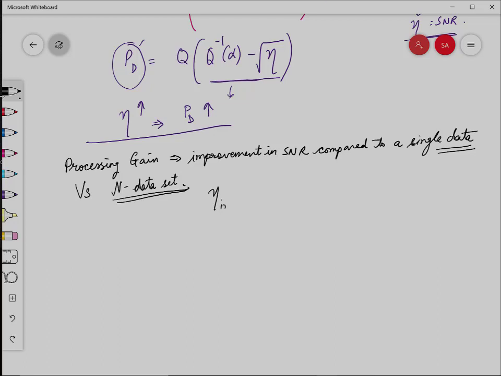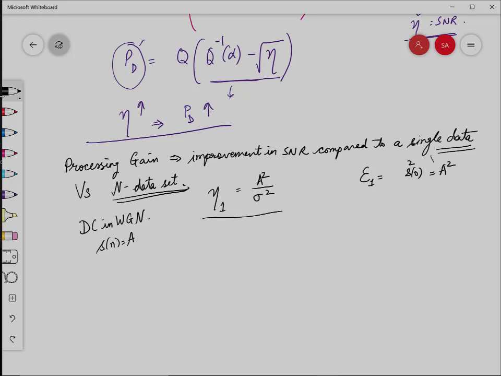So I can write this. I'm just taking a simple DC case, DC in white Gaussian noise. So in DC case, your S is equal to A. In the first case, let me call it eta 1. Eta 1 is when I'm taking only 1 point. So my energy for that 1 point is summation S0 square, which is A square in this case. So this becomes A square over sigma square. This is the SNR when we are just taking a single data.